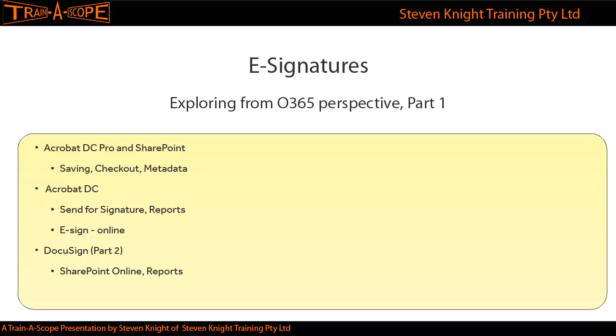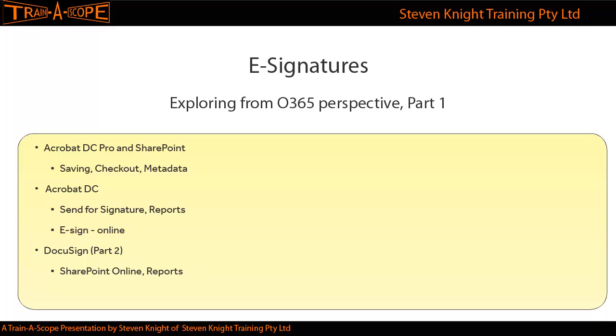Acrobat DC Professional, looking at it and SharePoint, where we're going to save a document as we turn it into a PDF into a SharePoint library, looking at how the process handles saving, checkout and metadata. Looking at this first because we've got to get our document into a SharePoint library before we trigger the rest of the process.